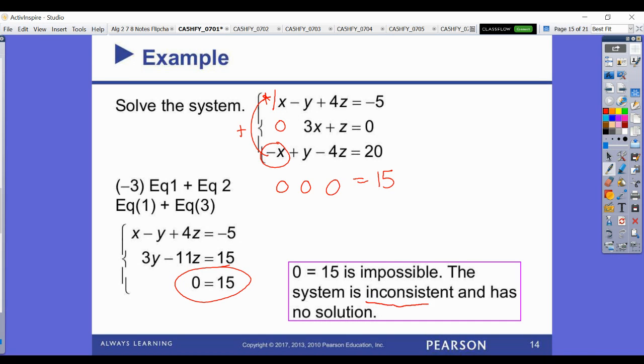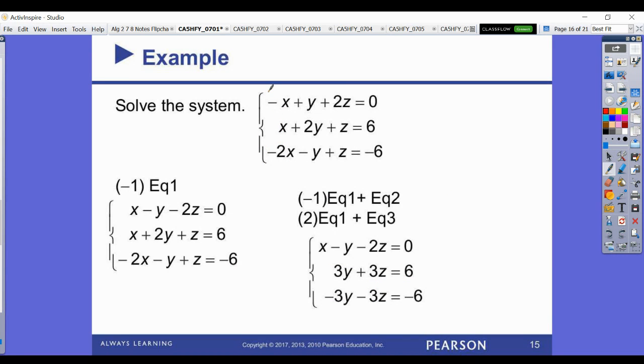All right, so this one, because it is no solution, it is inconsistent because 0 does not equal 15, and that is not a true statement. If it was the other kind, the dependent ones, this would be a true statement. Most of the time you'll end up with 0 equals 0, but sometimes you could get like 15 equals 15 because that's also true.